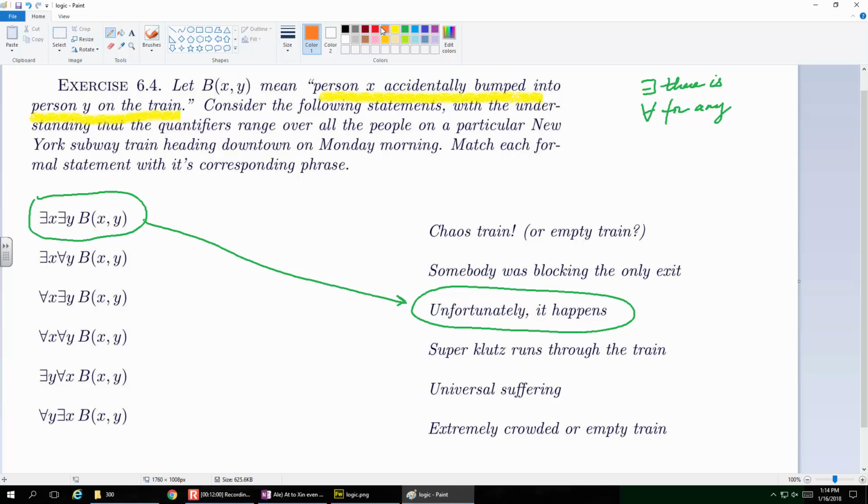Can you explain what we're saying? I think somebody's bumping into everyone? No, the other way around. One person being bumped into. Someone's always being bumped into. Look at the original statement. X is bumped into by Y. So some person has been bumped into by every single person on the train.